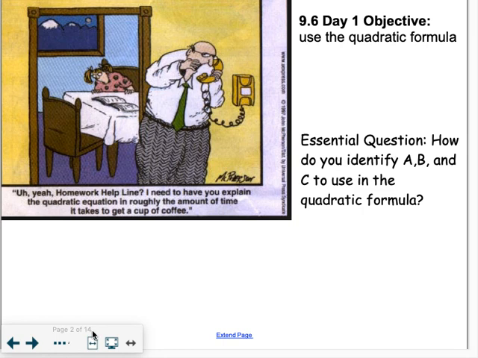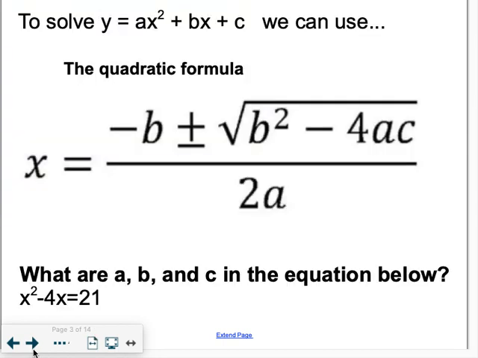Our objective: use the quadratic formula. Our essential question is how do you identify A, B, and C so that we can use them in the quadratic formula. Feel free anytime during this video to pause it if you need to catch up, but I'm going to get moving forward. So to start, what is the quadratic formula?